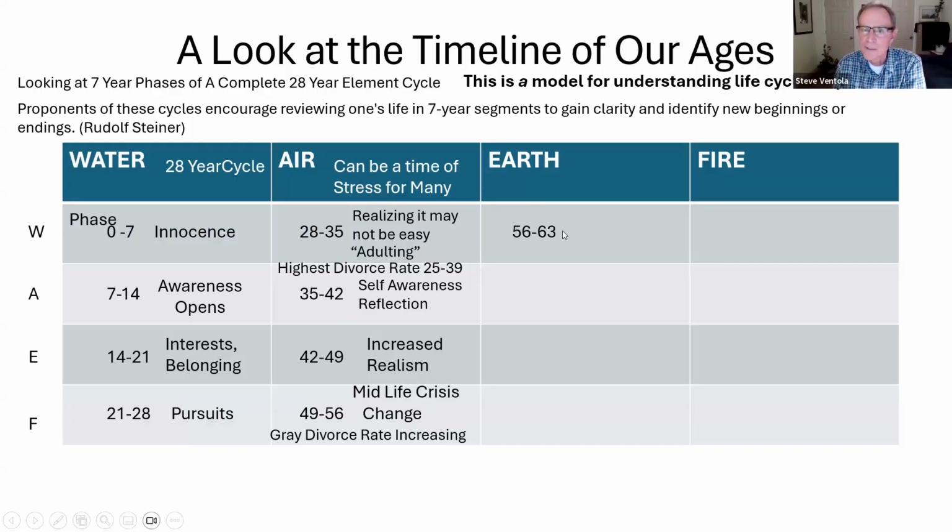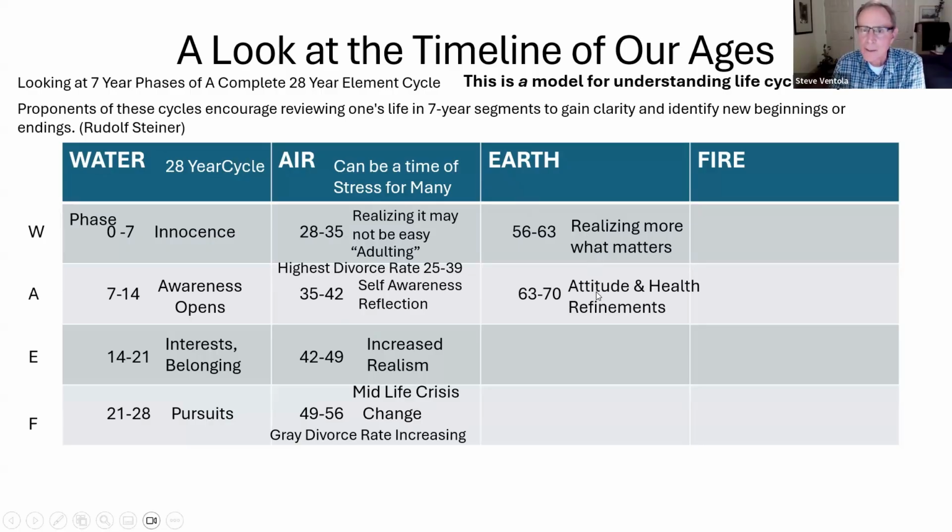And then Earth, 56 to 63. When you turn maybe 50 or 56, in this range, you're realizing more what matters. Maybe you can relate to that. I had that experience, realizing more what matters, thinking that maybe half your life is over, and getting on to what really matters.